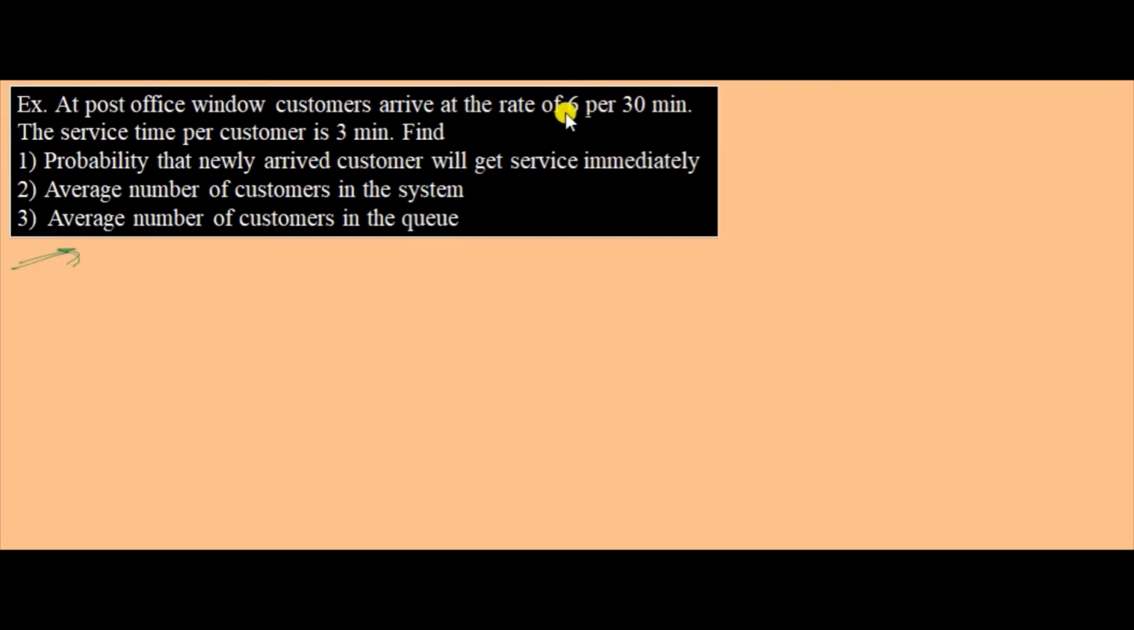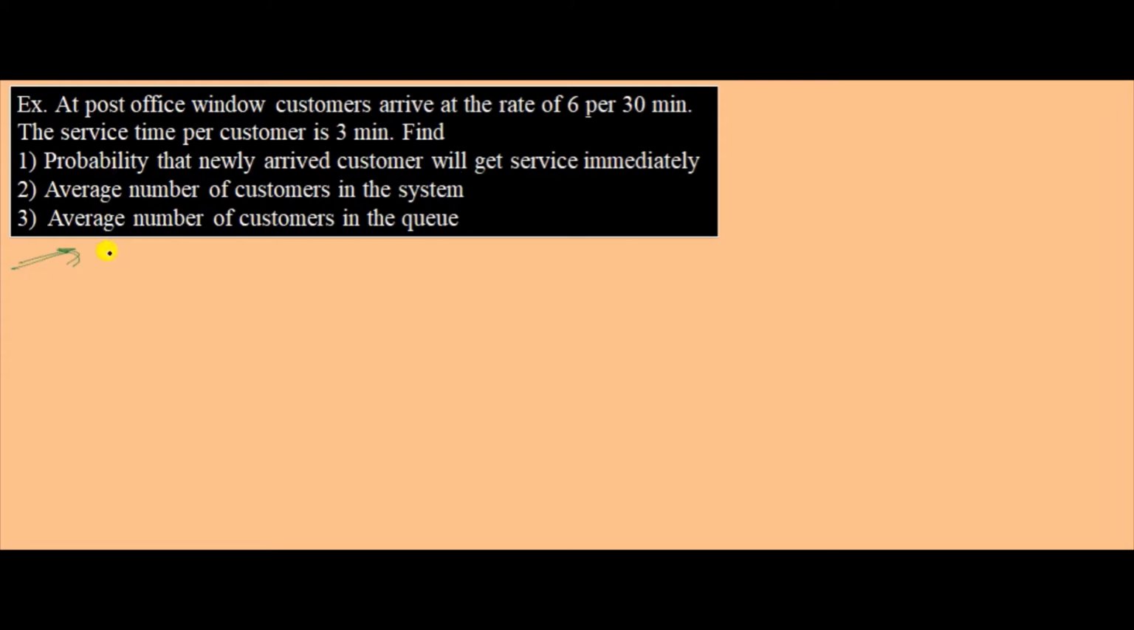It means 6 customers are coming to the post office window in 30 minutes, and the service time per customer is 3 minutes. That means to serve one customer, 3 minutes are required. Okay. So as per our usual practice, whenever there is a problem of queuing model, we require only two basic parameters.